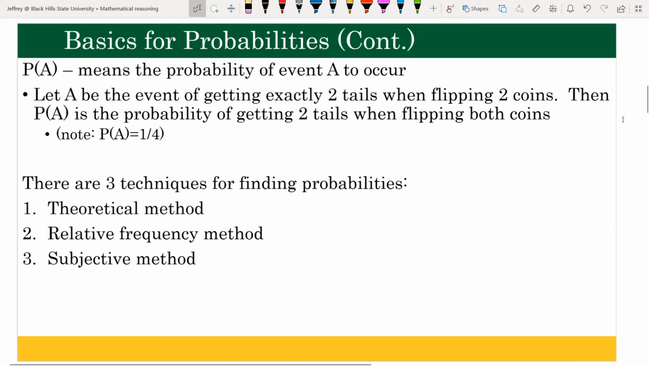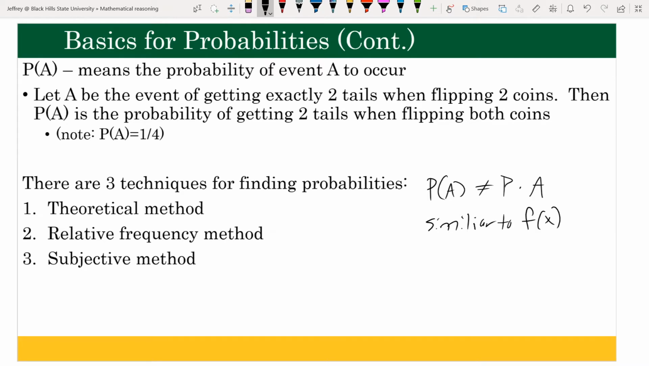So now we're going to continue talking about some of the basics of probabilities, and we're going to look at the notation that we're going to use. Now, we're using this notation P parentheses A, and we have to be a little bit careful with this notation here. P parentheses A does not mean we're taking P times A, like other times where we use parentheses and have some number in front, that usually means we're multiplying. Think of this being similar to f of x. So this is a function notation.